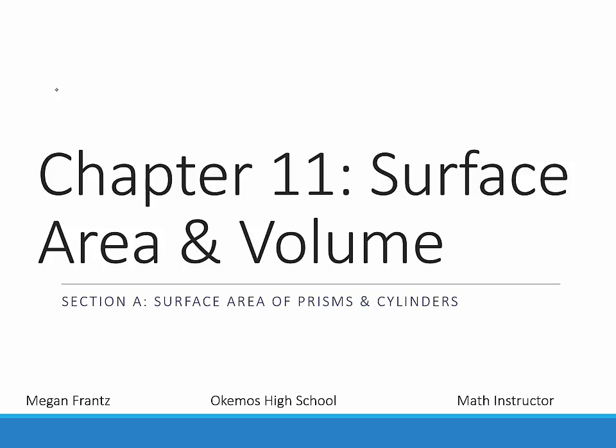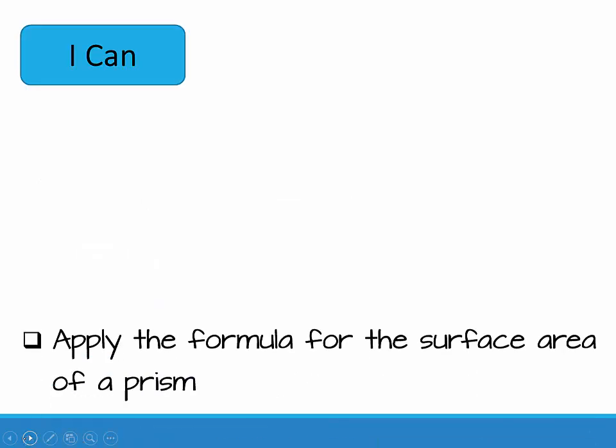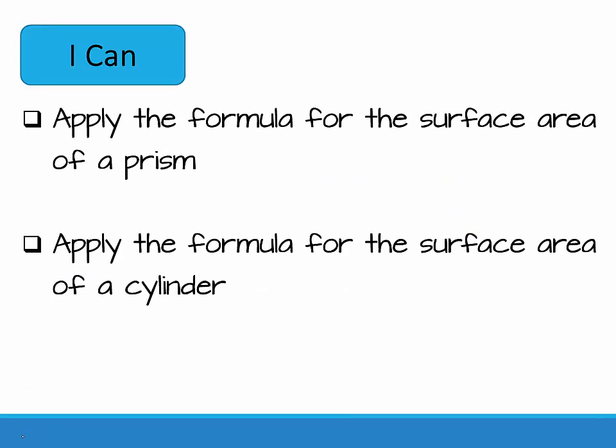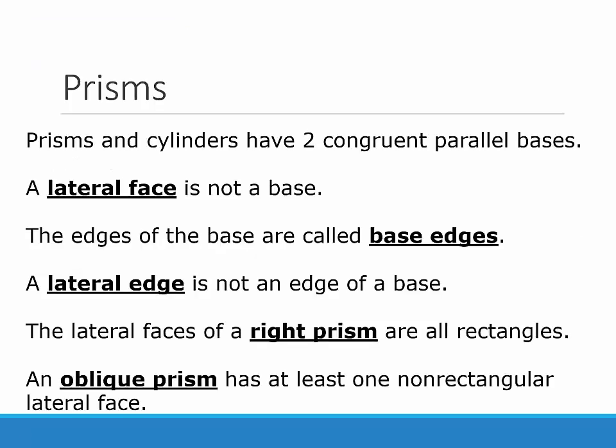All right, the next thing we got to talk about in chapter 11 is surface area, and we're going to focus on prisms and cylinders today. So that's what you should be able to do by the end of this lesson: find the surface area of a prism and find the surface area of a cylinder.